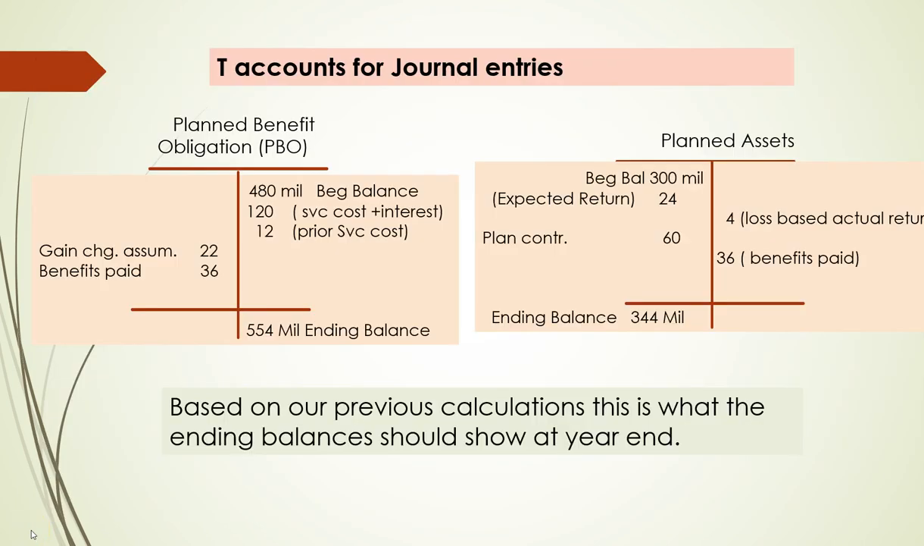So if we take our 480 plus the 120 plus the 12 minus the 22 minus the 36, you will get the 554 ending balance. For planned assets, if you take your 300 plus your 24 plus your contributions minus your loss minus your benefits paid out, you get 344.